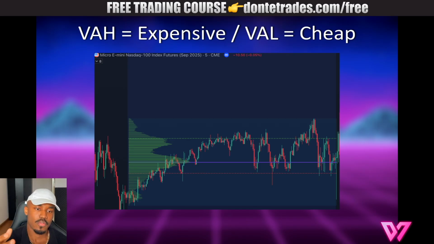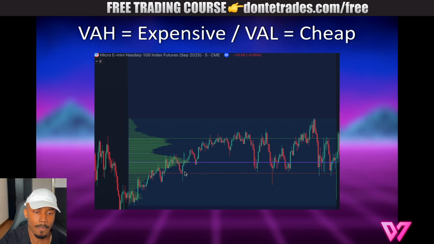When price gets to the value area high, generally speaking, for whatever range that you're looking at, that is going to be expensive or premium pricing. And we're generally looking for shorts from that area. Now, there's definitely some context that you want to consider. You're not going to just short because you see a value area high here, but as a general concept, value area high is a good level to consider looking for shorts off of in context.